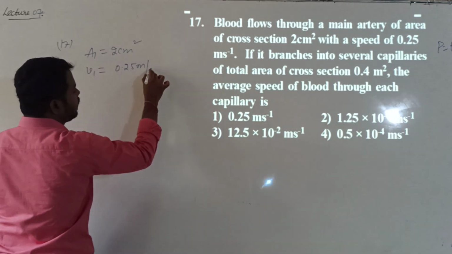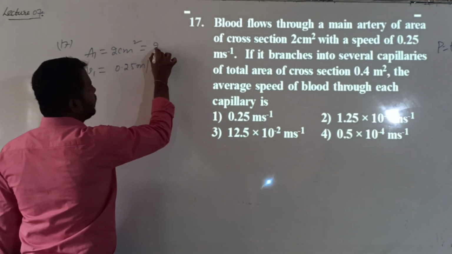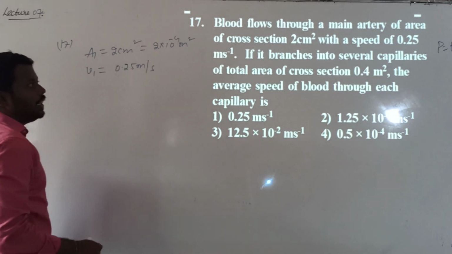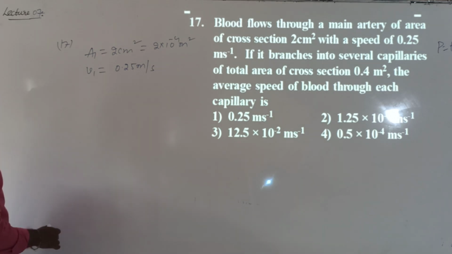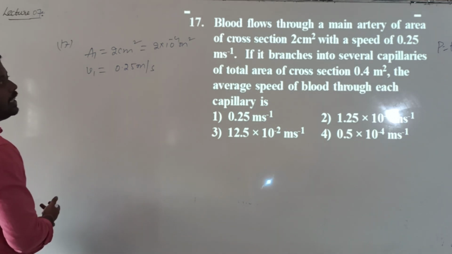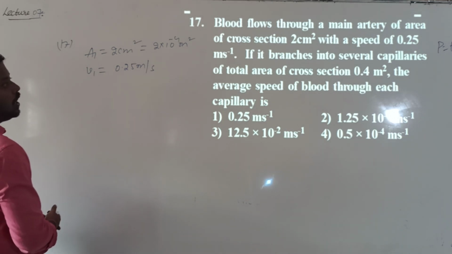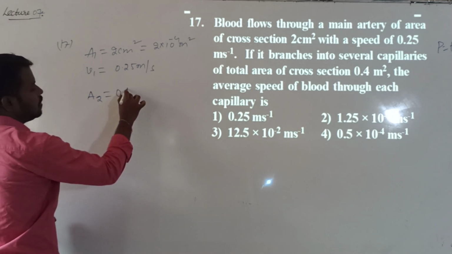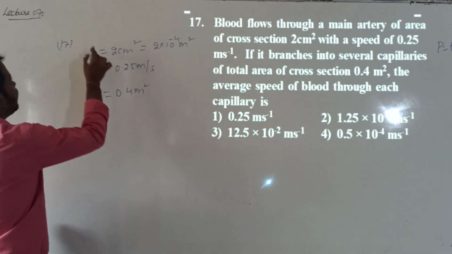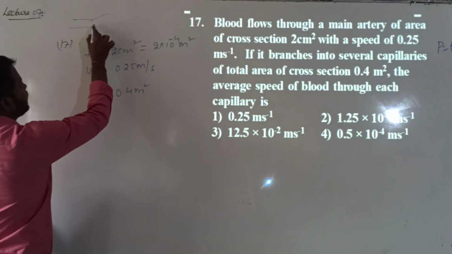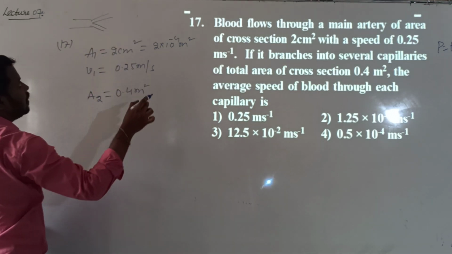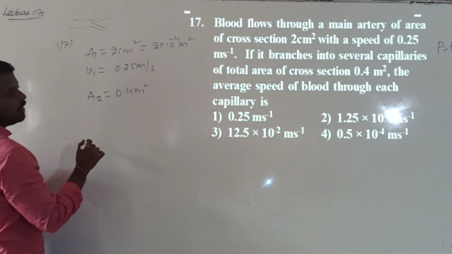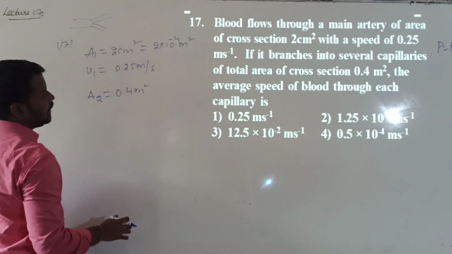0.25 meters per second. So 2 centimeters square means 2 into 10 power minus 4 meters square. So that is the main artery. The main artery is branched into several capillaries of total cross-sectional area, that is, the final cross-sectional area given as 0.4 meters square. One single artery was there, and it is divided into a number of branches. The effective area of the branches is given as A2, that is 0.4 meters square.